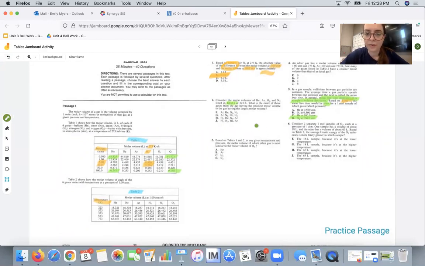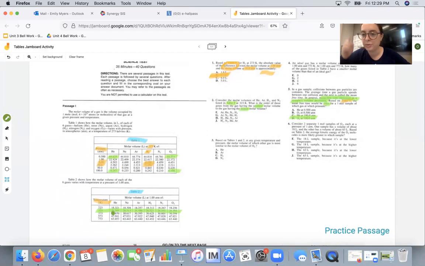Number 2, consider the molar volumes of helium, argon, hydrogen, and nitrogen listed in table 2 at 323 Kelvin. All right, so we're looking at 323 Kelvin. We care about the second row. And again, write all over your tables. What is the order of these gases from the gas having the smallest volume to the gas having the largest volume? So they're just asking us to put these in order from small volume to large volume. If you're crunched for time, I would not try to put all of these in order 1, 2, 3, 4.